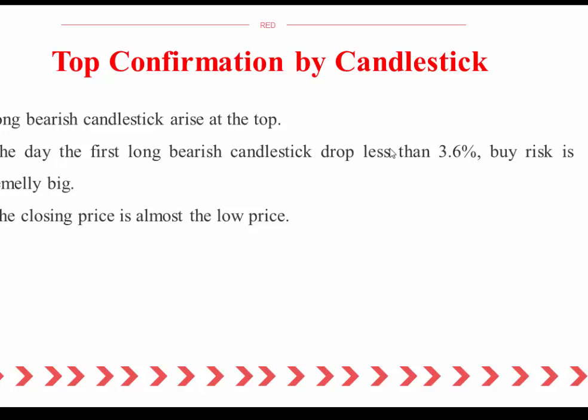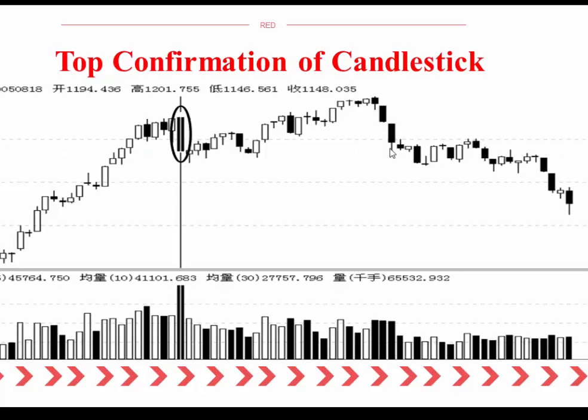The top commission by candlestick. They have three conditions. The first one, a long bad condition arrives at the top. The next one, the day of the first long bad condition, the drop is less than 3.6%, and the price is extremely big. The third one, the closing price is almost the low price. Then let's see some samples.